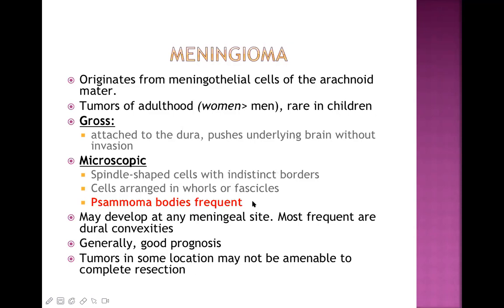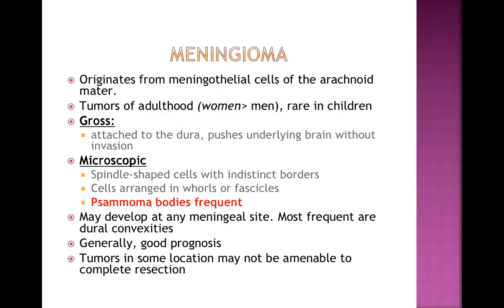The psammoma bodies are the concentric type of calcification which are present in the tumor. This calcification is a specific pattern of calcification. And this calcification is also seen in other types of tumor, like serous adenocarcinoma of ovary, which is another very common one, and papillary carcinoma of the thyroid.